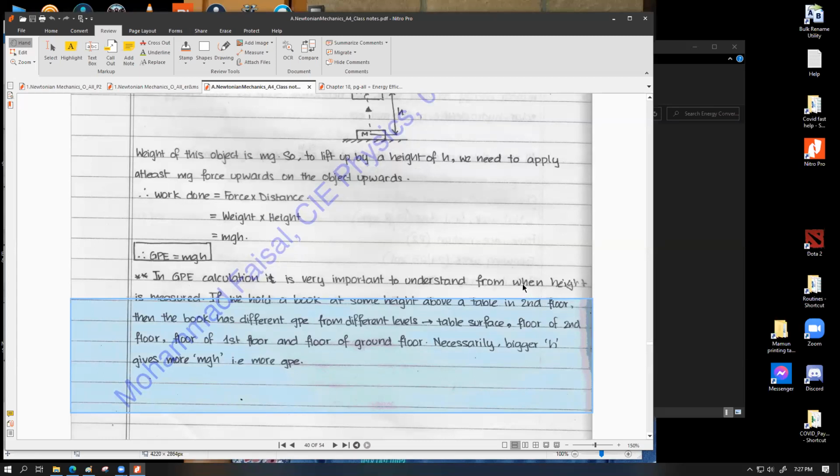In GP calculation, it's very important to understand from where height is measured.